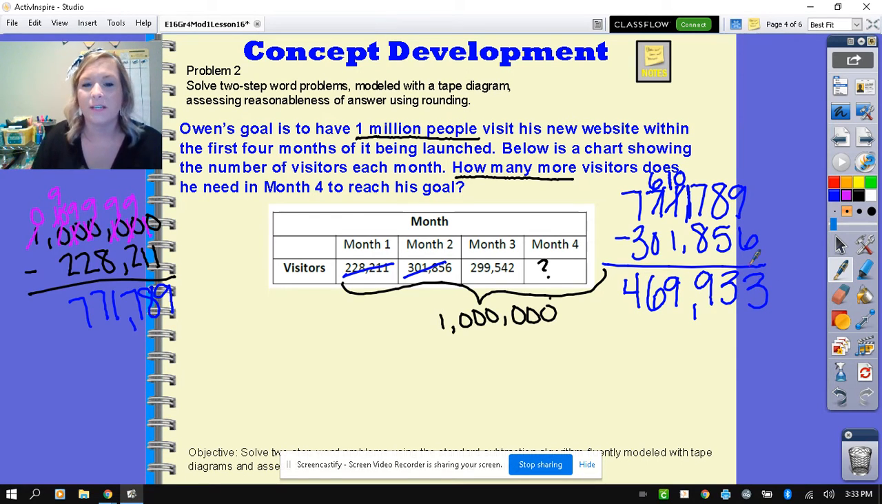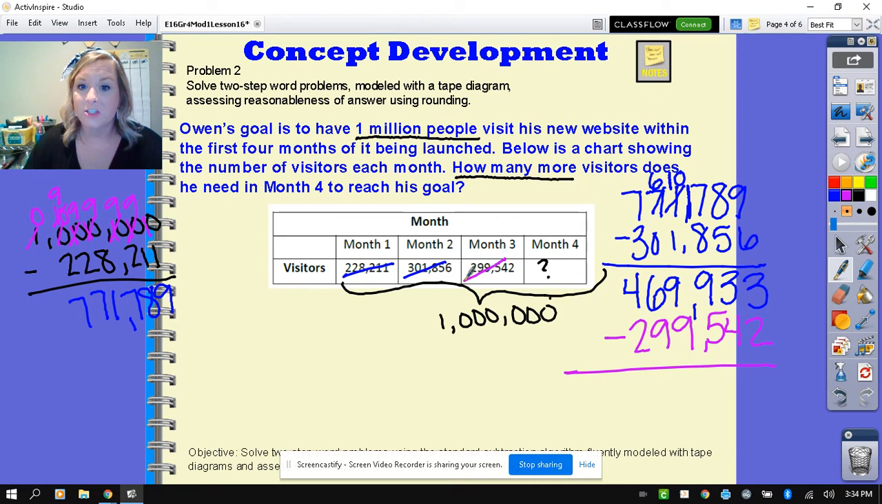So you have to stop and ask yourself, am I done? Well, no. So what I really would like for you to do is pause the video, see what you are going to do next, and try solving the rest on your own, and then come back to me. Okay, now that you've paused, hopefully what you did was you subtracted month 3. So what we're going to do is subtract 299,542, and whatever we have left should give us month 4.